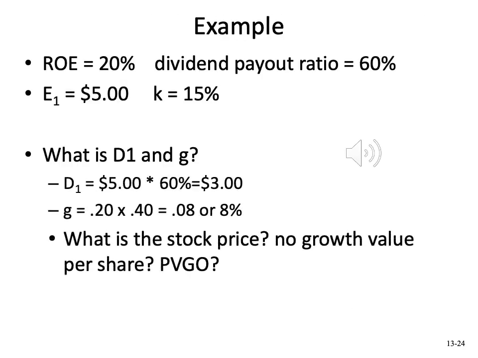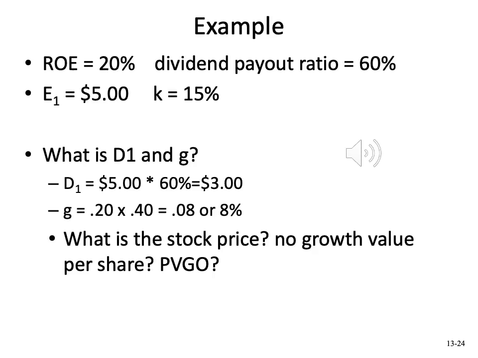Now let's do another exercise. The return on equity of the new investment project is 20%. Dividend payout ratio 60%. Earnings $5. K 15%. So let's first calculate what is next period dividend and the growth rate. D1 will be $5 earnings times the dividend payout ratio, 60%. So $5 times 60%, $3.